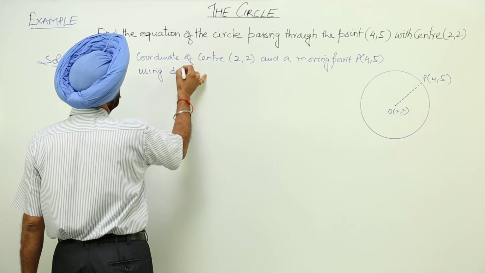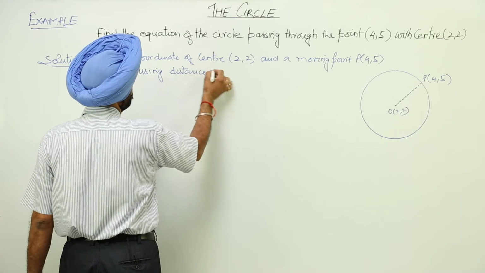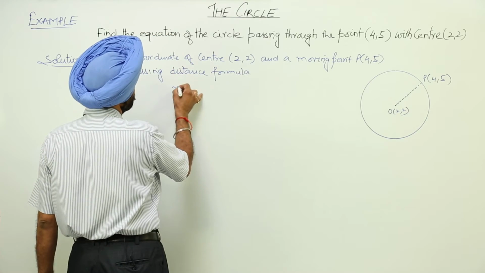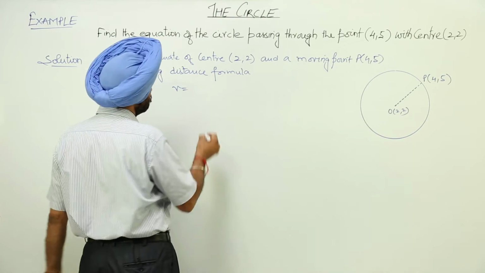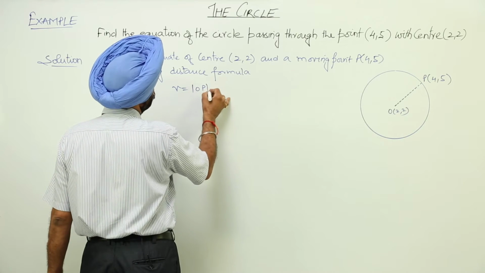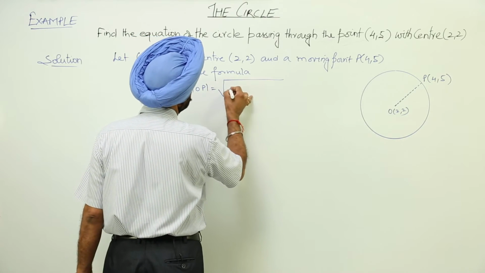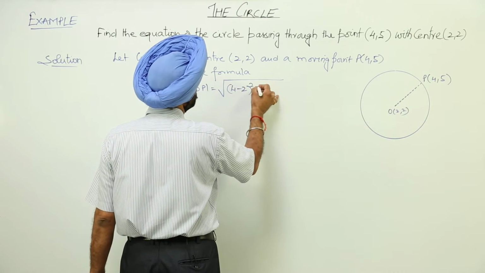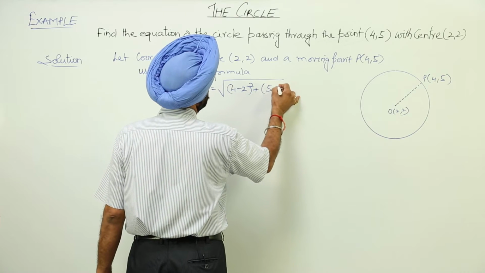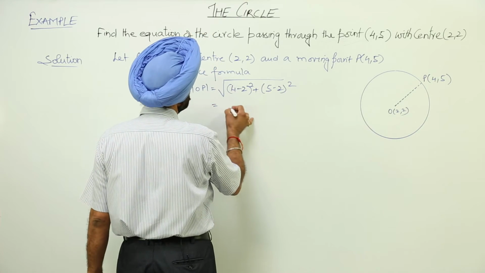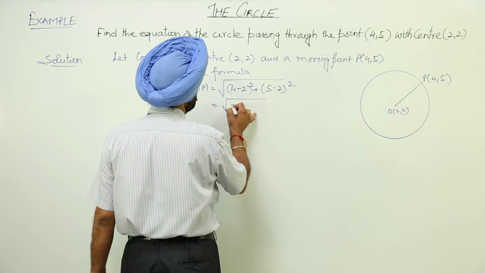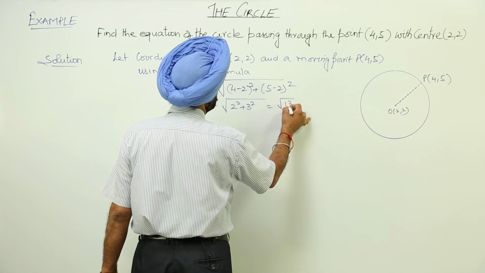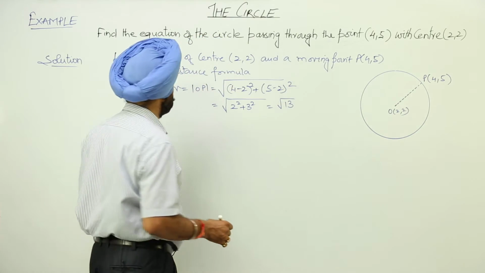Now using the distance formula, R is what? Radius of a circle. R is OP, and this becomes, now we are having points, 4 minus 2 whole square plus 5 minus 2 whole square. So this is equal to 2 square plus 3 square, 4 plus 9 is 13.